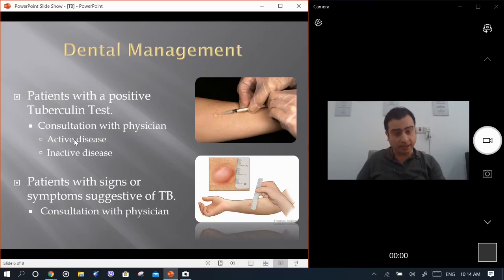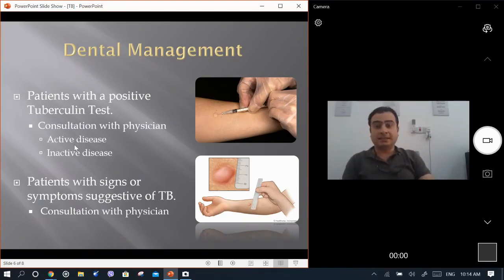But if the patients have active disease, they usually can't receive routine treatment, as they are positive for the disease and have high risk of infectivity; treatment is only in hospital settings and only for emergencies. While patients with inactive disease can be treated as normal patients, with standard precautions for infection control policy.